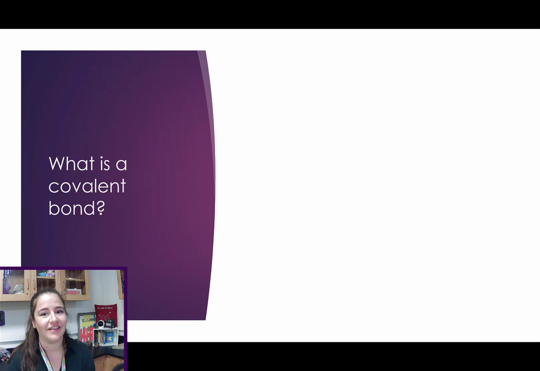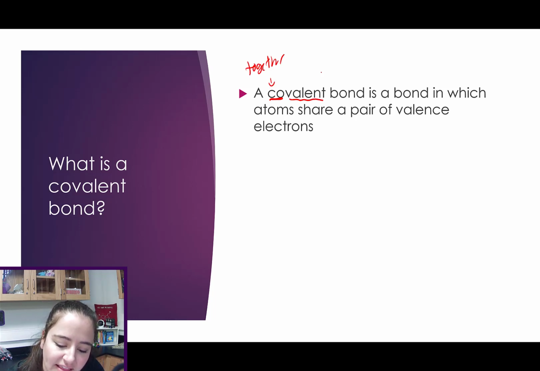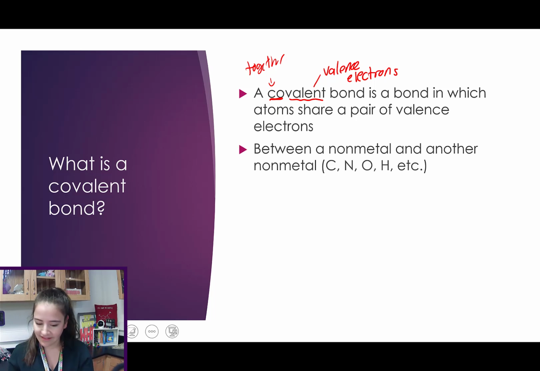What is a covalent bond? Well, a covalent bond is a bond in which the atoms share a pair of valence electrons. And we can see that in the word, okay? Co means together, and valent refers to those valence electrons. Okay, so covalent is shared valence electrons.